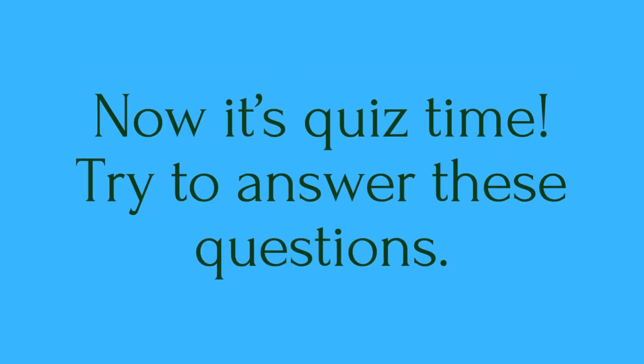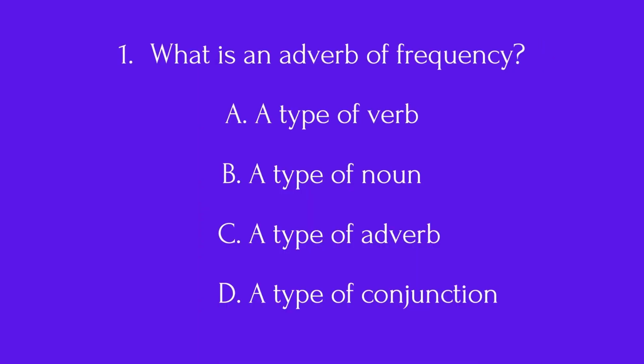Okay, now it's quiz time. Try to answer these questions. What is an adverb of frequency? A, a type of verb. B, a type of noun. C, a type of adverb. D, a type of conjunction.